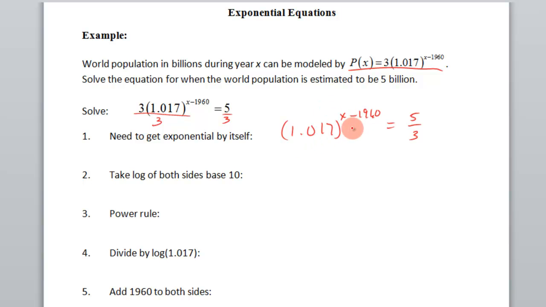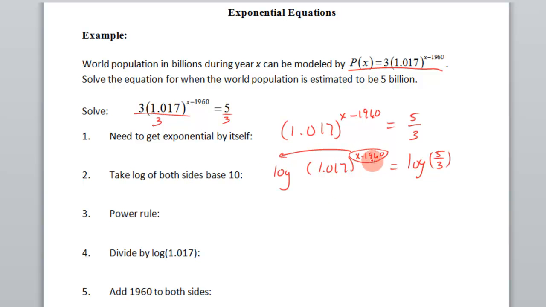Then once you have the exponential by itself, you're going to do what we did before with that change of base kind of idea: log both sides with something that you know, base 10, right? Log base 10 of 1.017 to the x minus 1960 equals log base 10 of 5/3. Then power rule, we're trying to get at that exponent. That's the reason why we're doing this log of both sides. It allows us to get at the exponent.